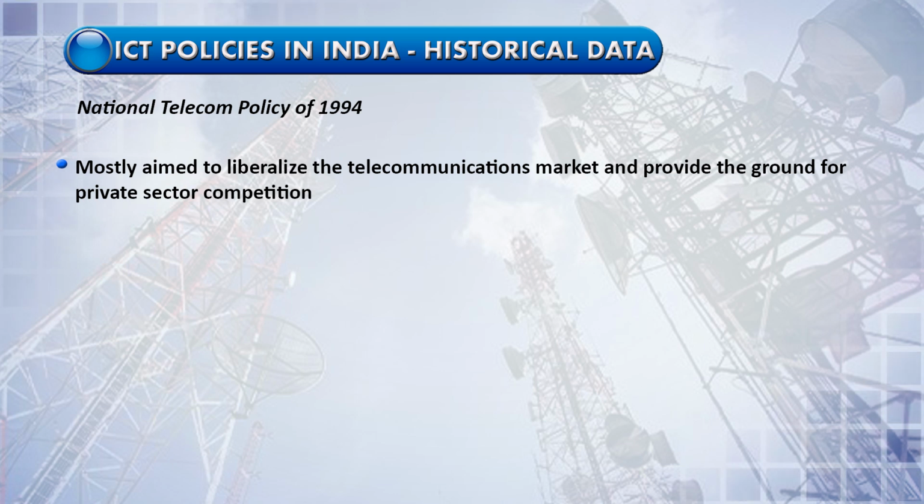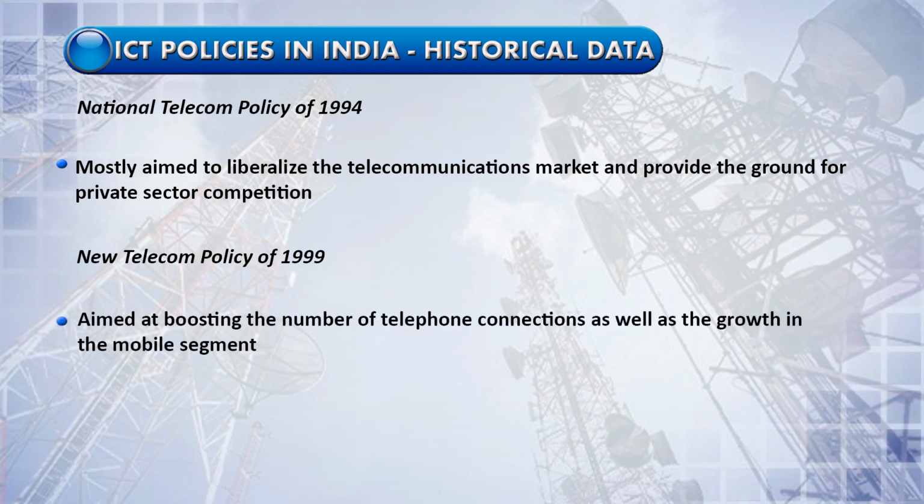Subsequently, the internet was introduced in August 1995, and one month before, mobile connectivity was introduced in India, in July 1995. Over a period of five years, a lot of growth happened in internet and mobile penetration. Then the new telecom policy of 1999 was introduced. That policy aimed at boosting the number of telephone connections as well as the growth of the mobile segment.